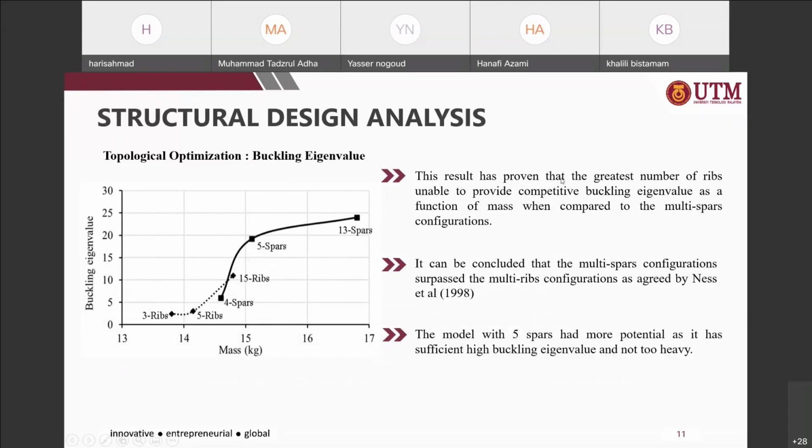This result has proven that the greatest number of ribs is unable to provide a competitive buckling eigenvalue as a function of mass when compared to the multi-spar configurations. It can be concluded that the multi-spar configuration surpassed the multi-rib configuration, as agreed by Ness et al. in 1998. Looking at these results, we can summarize that the model with 5 spars had more potential, with a sufficiently high buckling eigenvalue and not too heavy as compared to 13 spars. Therefore, the design of the coreless spoiler with 5 spars will be used for the optimization purpose.